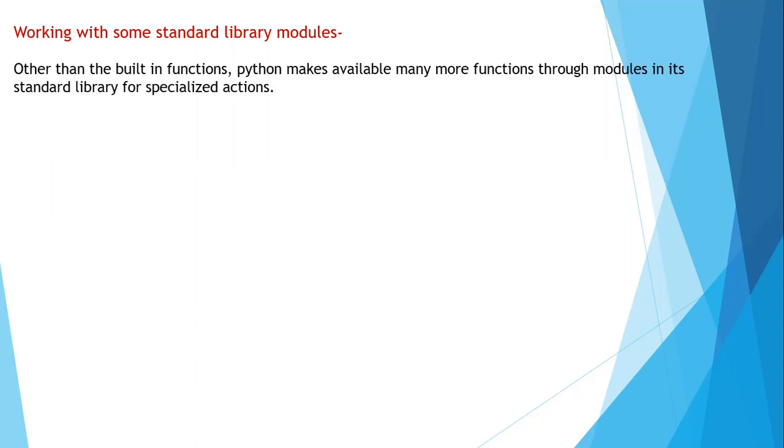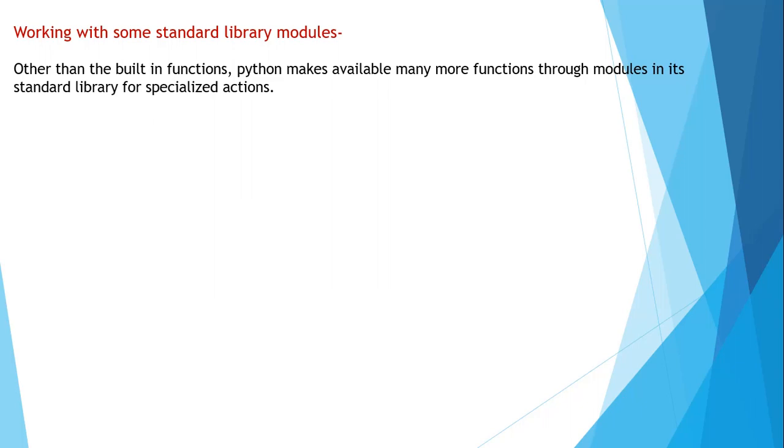Now let's see. First, what we are going to state here is that other than built-in functions, Python makes available many more functions through modules in its standard library for specialized actions. Why do we refer to specialized actions? Because you have all used the Python programming language, and till now we haven't imported any libraries. Why? Because those were not specialized actions. Those were the normal actions you need in a Python program, and you can access those functions by just creating them. But whenever there is a need for specialized actions, you have built-in functions in Python, like the print function. When you use the print function, Python understands that you are referring to that particular function for printing something. In the similar way there can be different functions.